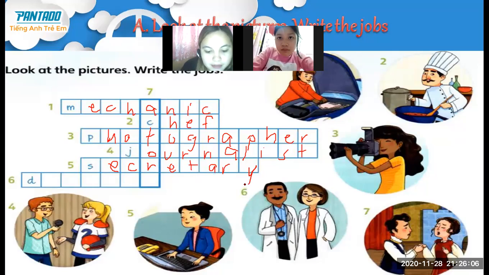Okay, next one, number six. Number six is doctors. Doctor. Okay, let us see. Doctors. Okay, and how about number 7? What do you think is the job of number 7? Can you read it? Actors. Okay, very good. It's actors.